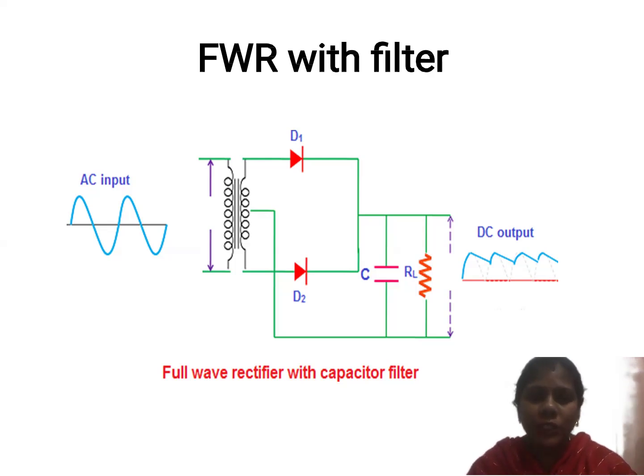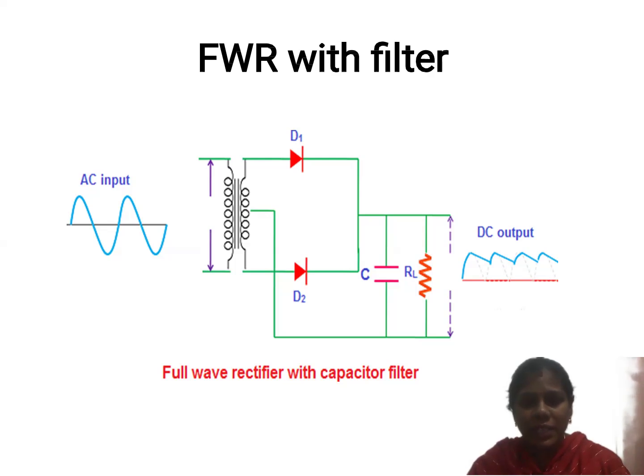Now the output of the rectifier is connected to the capacitor, and the capacitor is connected to the RL, and the output is taken across the RL resistor. The same AC input signal is applied to the primary winding, and through the secondary winding, the diodes D1 and D2 are connected, and the output of D1 and D2 is a complete full cycle. That full cycle is given as input to the capacitor.